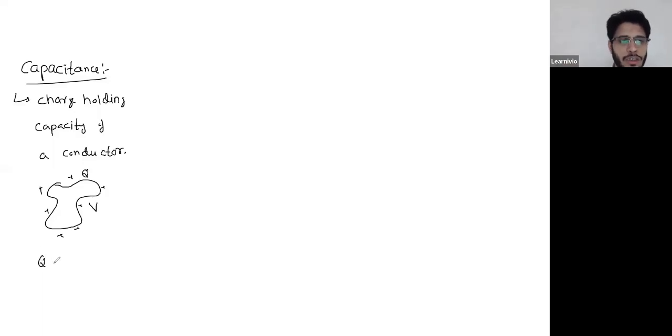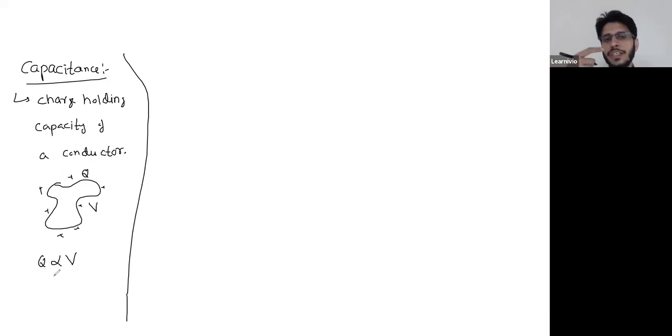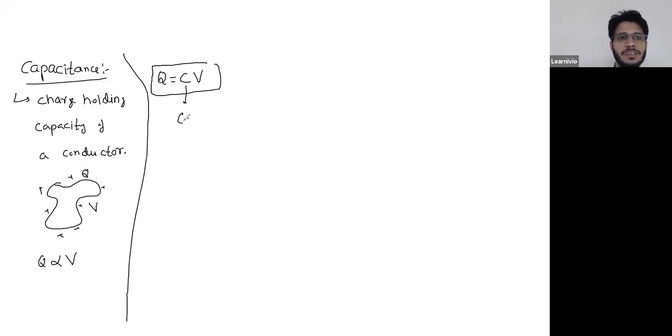So you can say that the charge on the conductor is directly proportional to its potential. You keep on adding charge on the conductor, its potential keeps on increasing. When you remove the sign of proportionality, you get a constant C. This constant C is known as capacitance, and it controls the charge holding capacity. A conductor having greater capacitance can store a greater amount of charge. So from this equation, C is Q by V. This is the expression of capacitance.